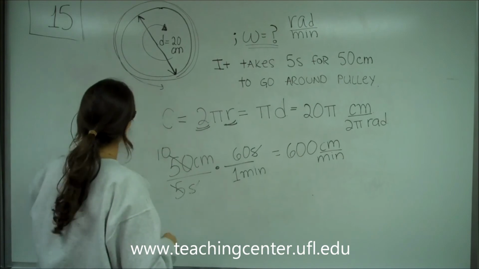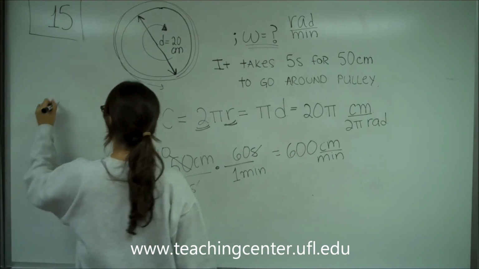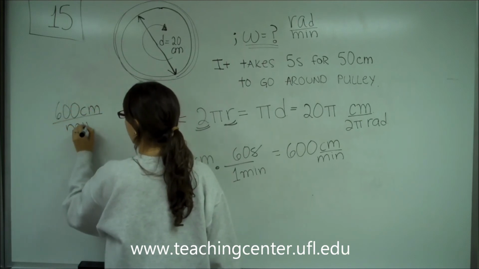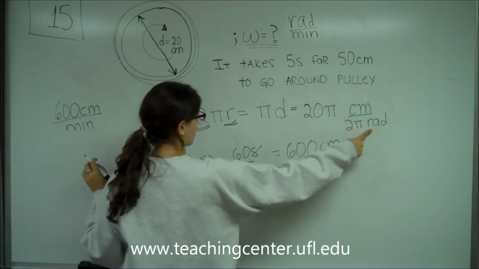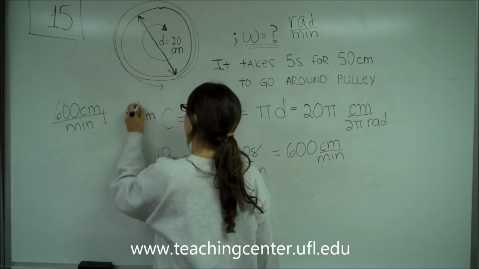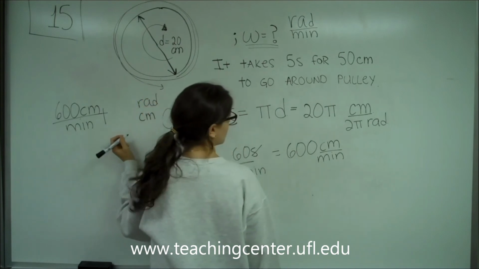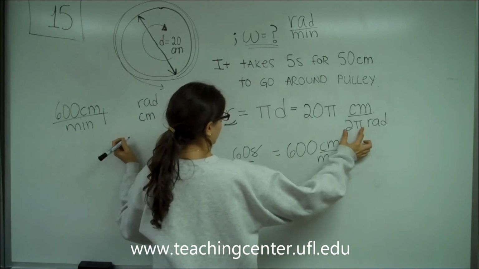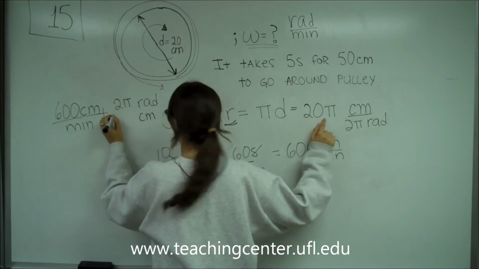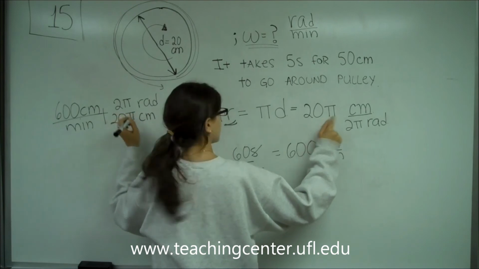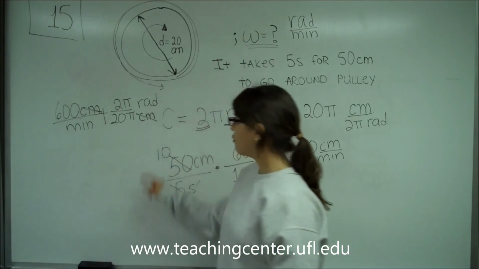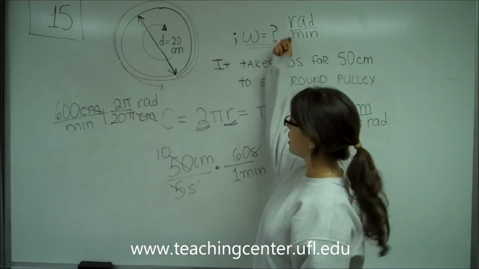I'm going to do it over here. I have 600 centimeters per minute, and I need to cancel out the centimeters and get radians. So to cancel out the centimeters, I need to put centimeters on the bottom and radians on top. So the 2 pi has to be on top next to its radians, and the 20 pi has to be next to the centimeters. That way I can cancel out the centimeter unit and finally get radians per minute, like the question was asking.